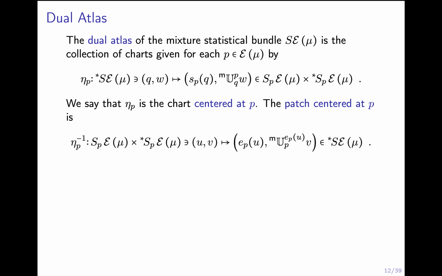Okay, so similarly, in a pivot case, we have the dual atlas, which corresponds to the mapping with respect to a different transport for the vector W. In this case, in the dual, we use M, which is the mixture transport. And similarly, also in this case, we can invert the transformation in order to define the patch.